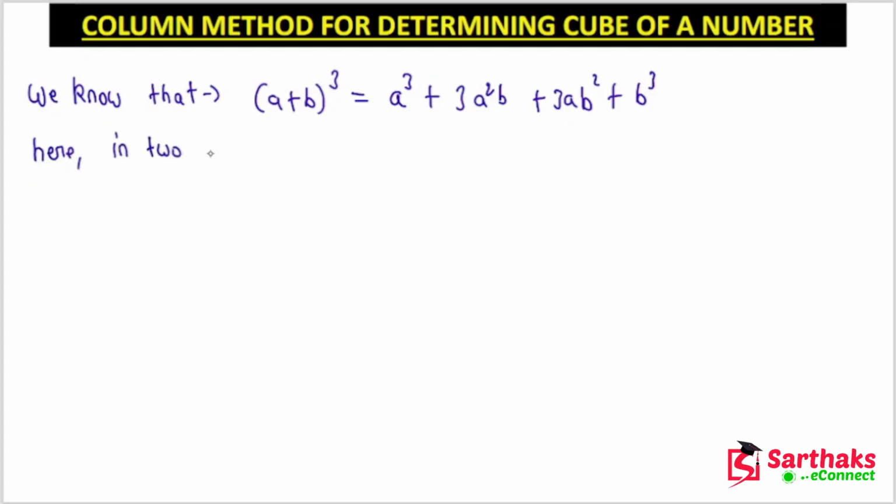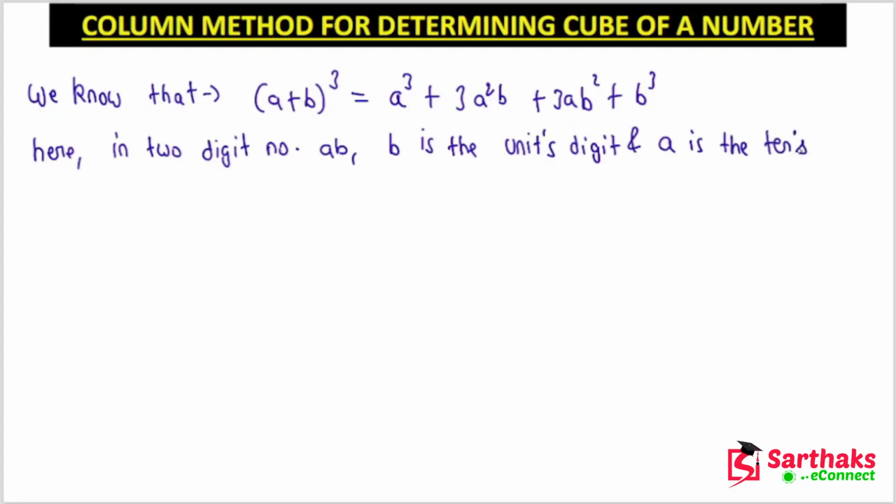In a two-digit number ab, b is the units digit and a is the tens digit, right? So suppose if you are calculating the cube of 25, then 5 would be the unit digit and 2 will be the tens digit. Okay, so in two-digit number ab, b is the unit digit and a is the tens digit.